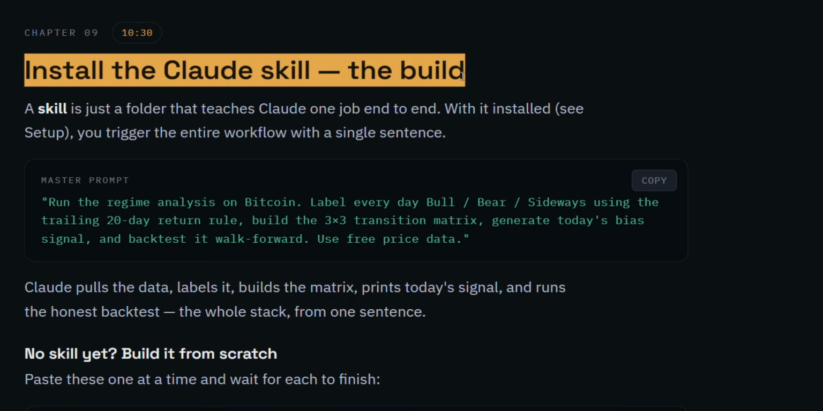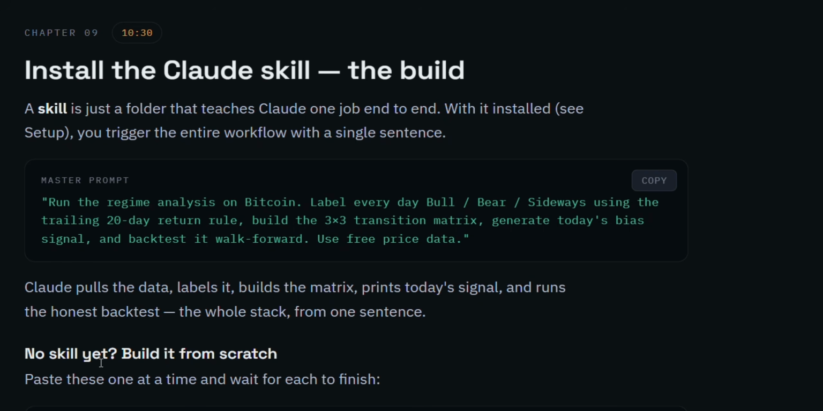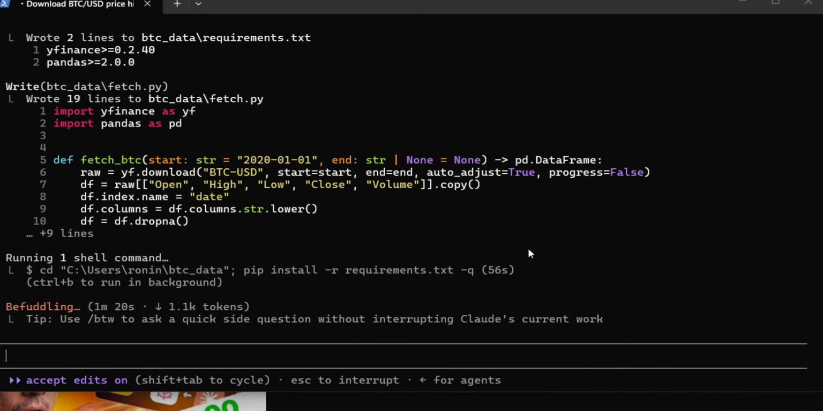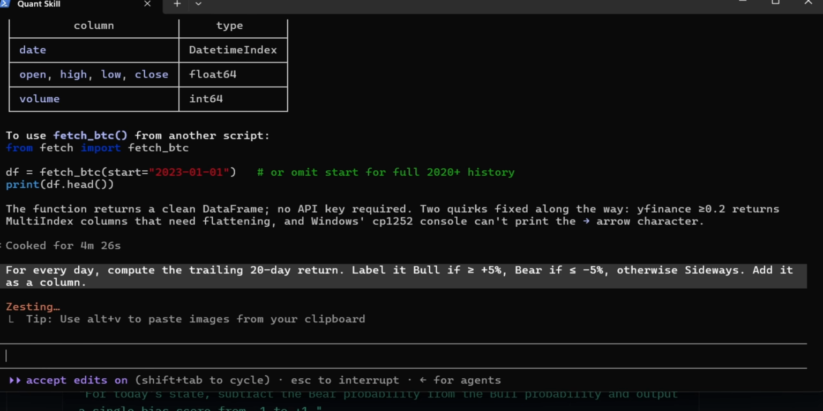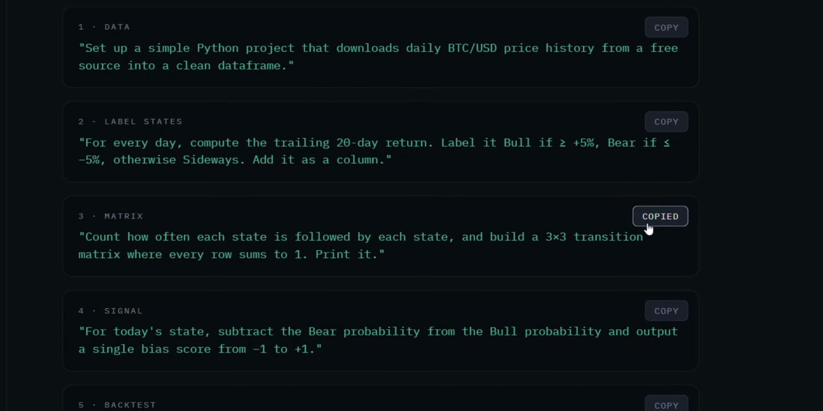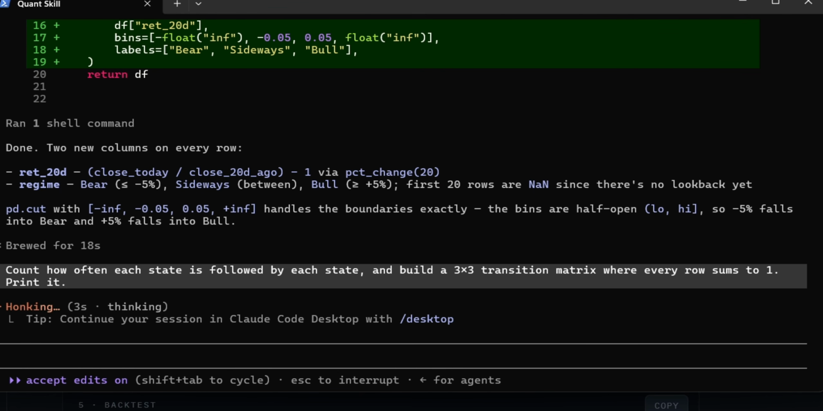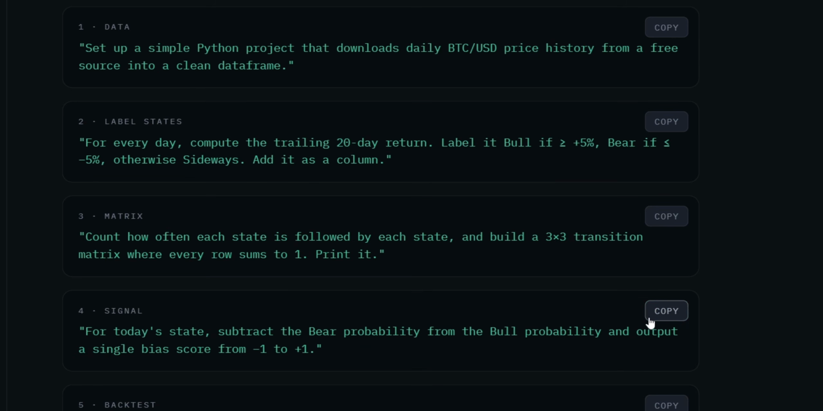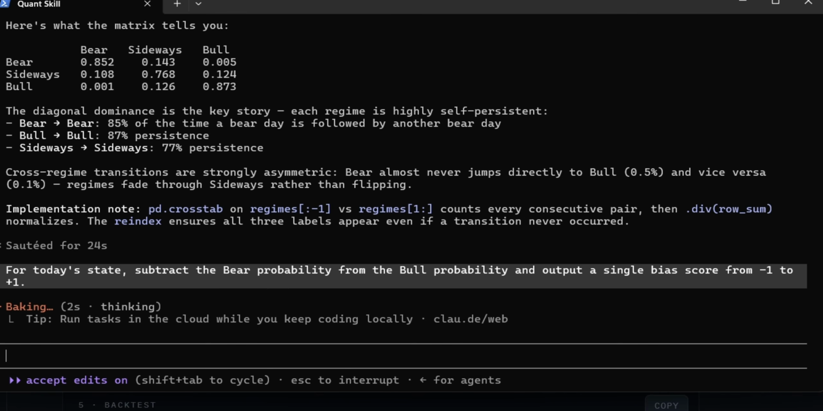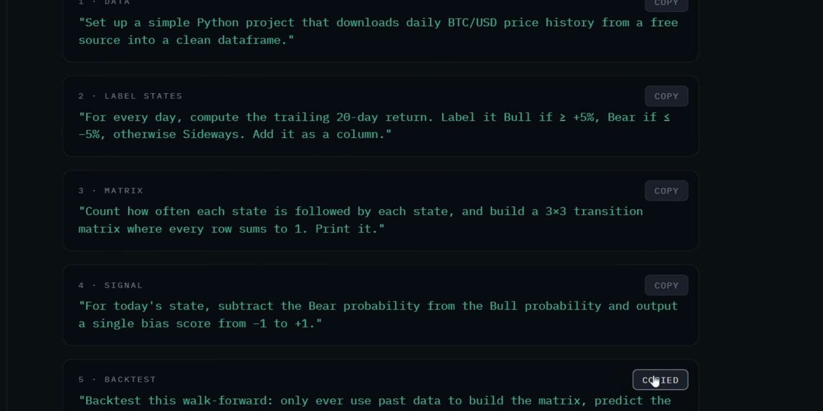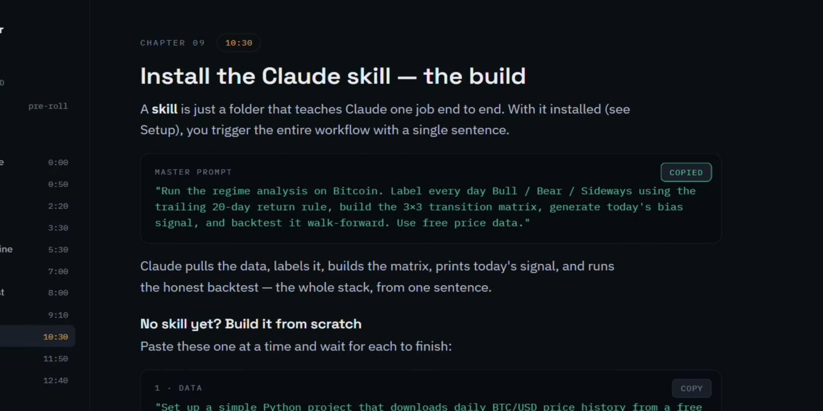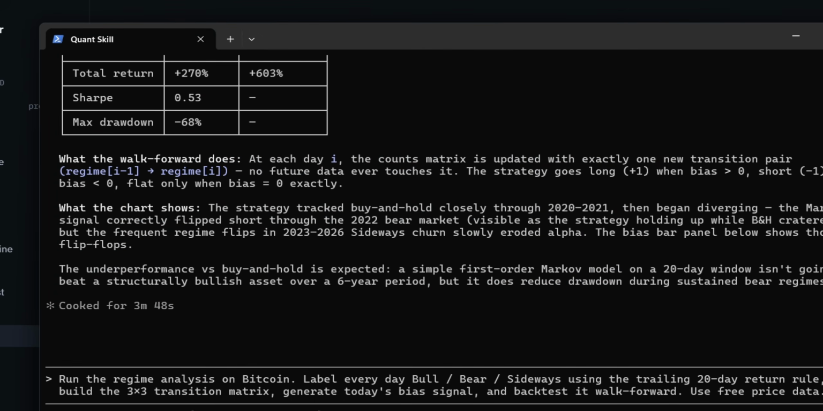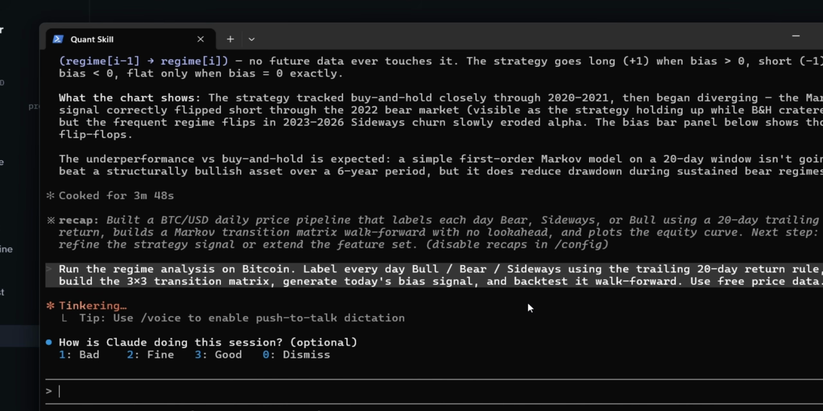Okay, concept's done. Here's how fast this becomes real, because I package the entire workflow into a Claude skill. A skill is just a folder that teaches Claude how to do one job end to end. You download mine, drop it into Claude's skills folder, and now Claude knows this whole quant workflow on command. Now I don't write code or prompts. I just talk to it like a person. Run the regime analysis on Bitcoin. Use the hidden Markov model, build the transition matrix, generate the bias signal, and backtest it walk forward.